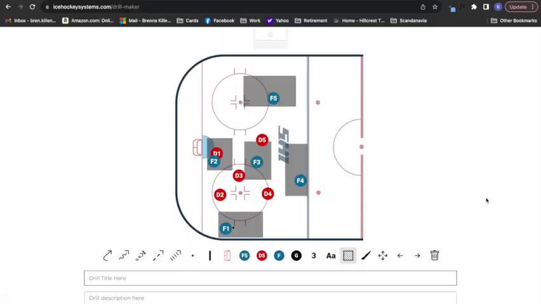So hopefully you guys have seen those clips and just learned that this is what we're trying to create. We're trying to create 1-3-1 setups because it's going to give us the most options offensively.